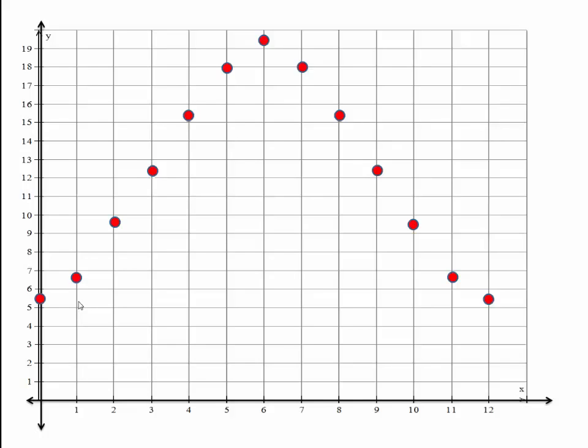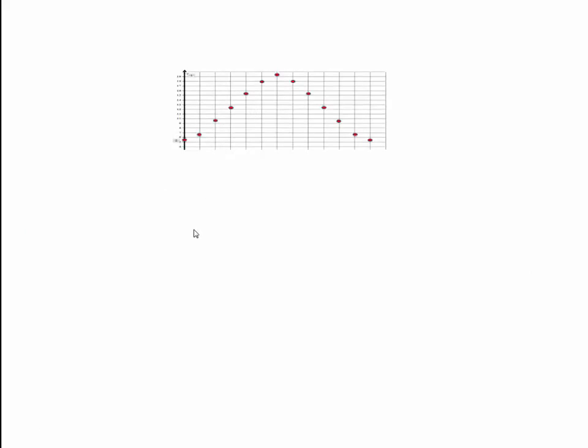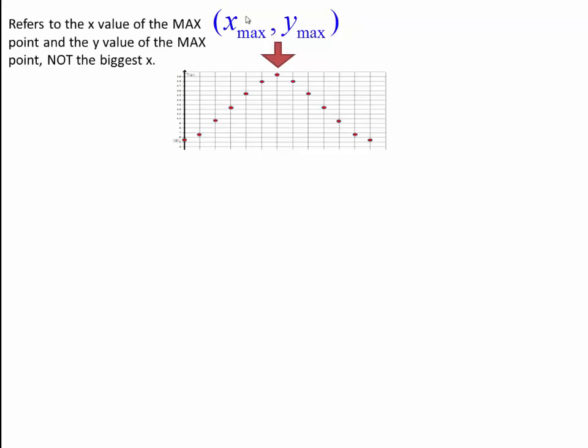Now, I'd like to build the equation for this particular model. So looking at this picture, we have to identify the critical values. This top point, the maximum point, can be thought of as having an x of the maximum and a y of the maximum point. It's got an x value and a y value. Remember that the x refers to the maximum's x value, not the biggest x value, because that would be here. And the y refers to the maximum's y value, which does in fact match the biggest y value. In this case, that coordinate would be 6, 19.4.